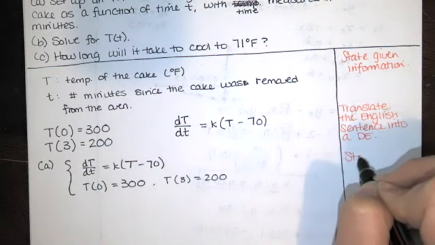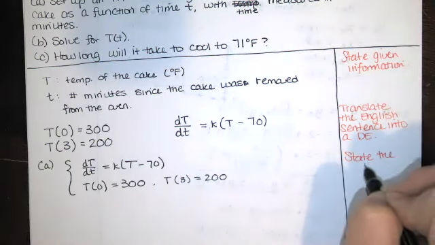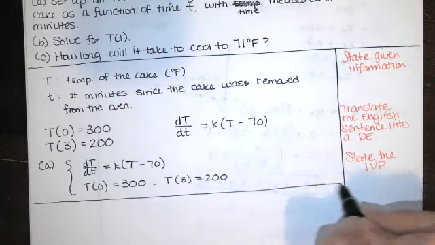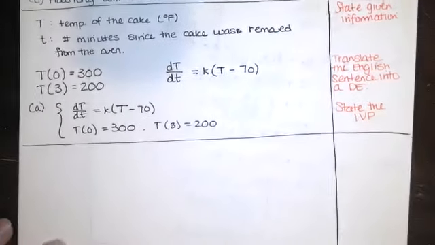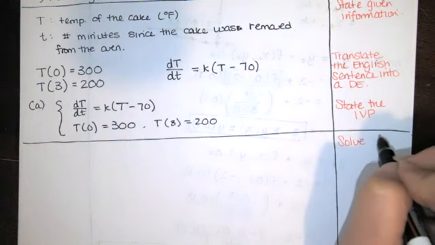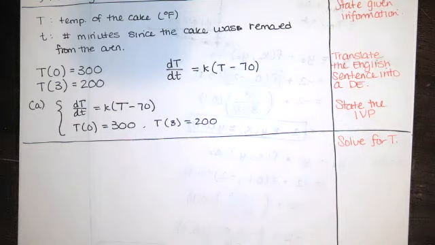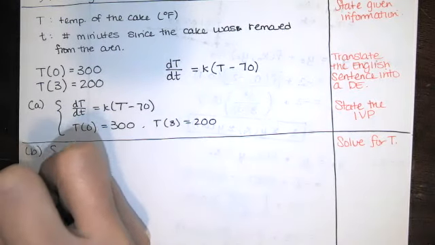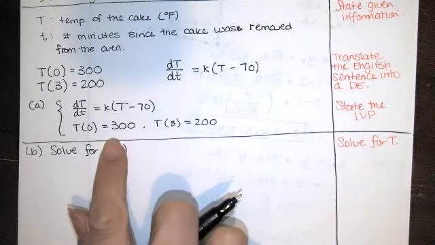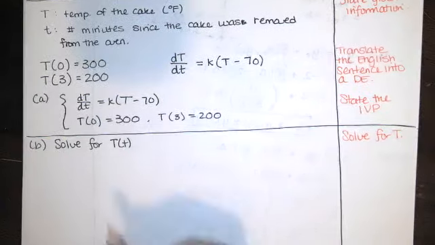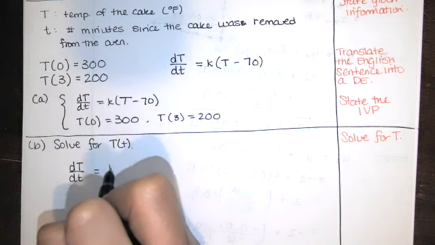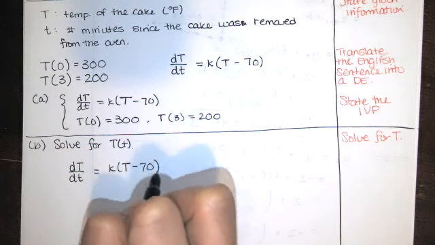And then we stated the initial value problem. And then for part B, we are going to solve this initial value problem for T of t. So the first thing that we'll do is we'll solve for T. Just solving the differential equation, it's going to have two arbitrary constants in it, and we'll use those conditions to find the constants. So I have dT/dt equals k times the quantity T minus 70.